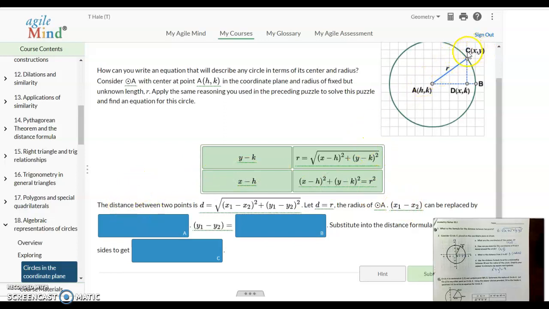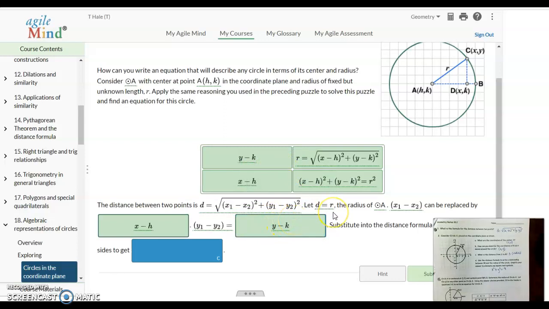If we look up here, these are the 2 points that we're talking about, the distance between, that represent our radius, between point A and point C. They've strategically labeled A as the point HK, and C is any point on the circle, XY. So how would we represent that change in X? It would be X minus H. So that's what you should have here. For the change in the Y coordinates, my Y coordinates are Y and K. So we would write that as Y minus K.